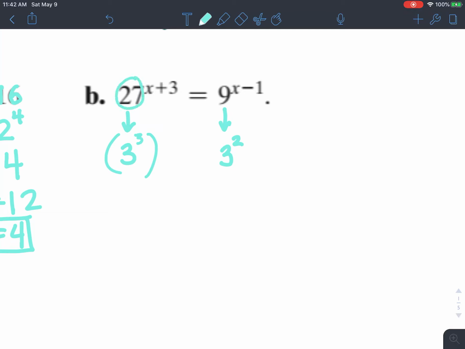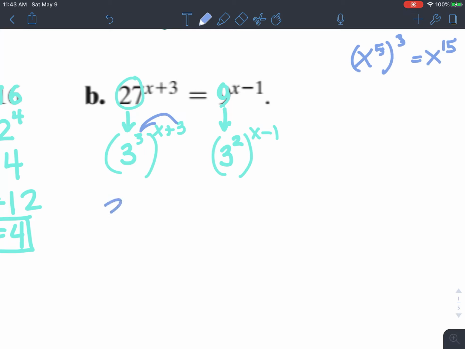So this is 3 cubed, so the exponent is x plus 3, and 9 is 3 squared, exponent x minus 1, and then you can distribute this exponent to the other exponent, because this is a power to a power. Like if you had x to the 5th to the 3rd, that would be x to the 15th. You would multiply these. So that's what you're going to do here. So that's going to become 3 to the 3x plus 9 equals 3 to the 2x minus 2.